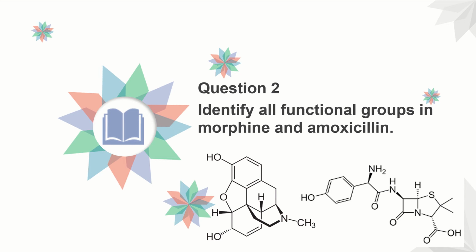This leads us to question number 2, which says identify all functional groups in morphine and amoxicillin. Take a minute and look at these structures, and you can also go back to the previous slide to assist with this.